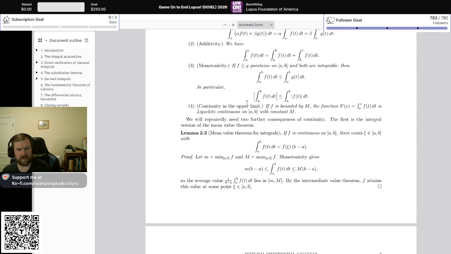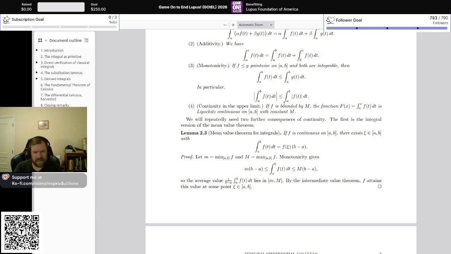The absolute value of the integral from a to b of f of t dt is less than or equal to the integral from a to b of the absolute value of f of t dt. And for continuity in the upper limit, if f is bounded by M, the function F of x equal to the integral from a to x of f of t dt is Lipschitz continuous on a to b with constant M. We will repeatedly need two further consequences of continuity.